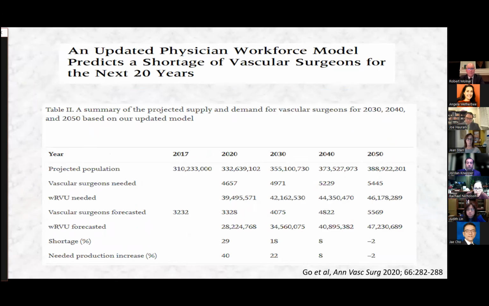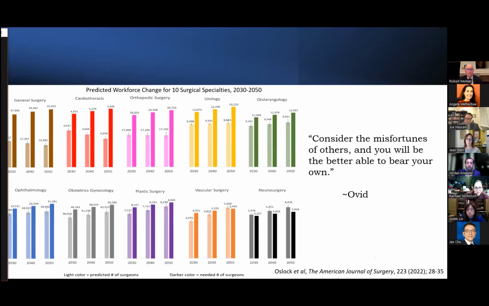Dr. Go and colleagues actually looked at this, and there is a little bit of a light at the end of the tunnel here, because after looking at the number of people who are graduating and also the number of expected patients in the future, it looks like by 2050, we will actually have enough in our workforce to meet the demand. Another paper also came to the same conclusion, showing that we are probably the only specialty, having looked at 10 different specialties, where the expected workforce will actually meet the demand by 2050.